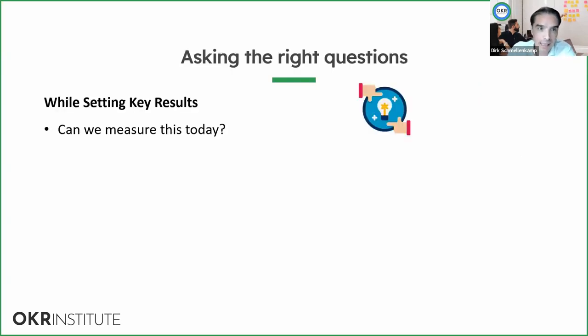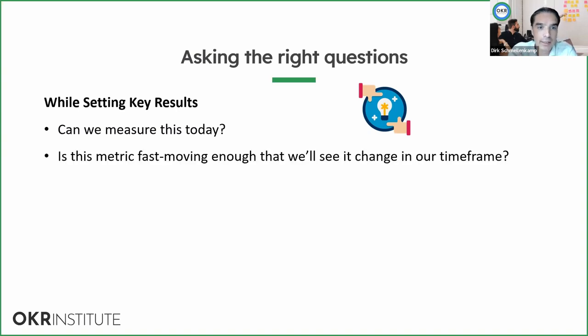While setting key results, ask these questions: can we measure this today? And is this metric fast moving enough that we will see how it changes in our time frame? That's very important, because if you can only measure it in the next OKR cycle, or only by the end of the year, you shouldn't include this key result. You should be able to measure it today.